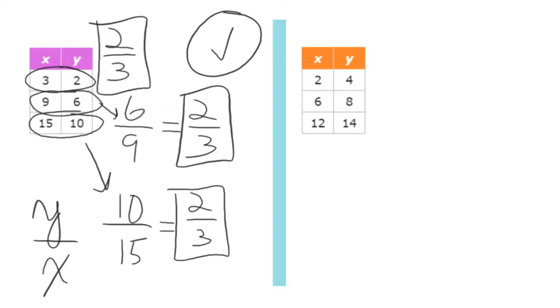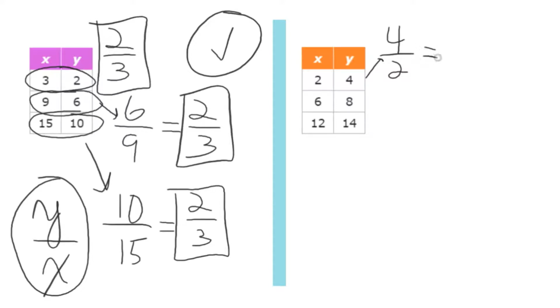Now let's take a look at this second table. Let's do the same exact thing. Let's do the 4 over the 2 for this first one here, because that's the Y value to the X value, just like we said down here. We're comparing in the same order on this second table. That can simplify, I believe, if we divide them both by 2, to 2 over 1.